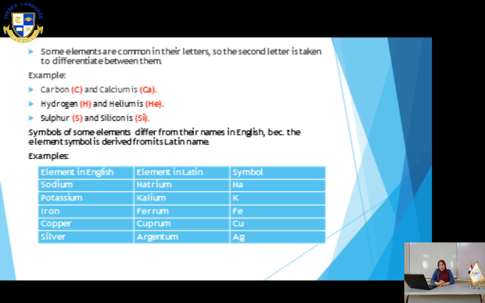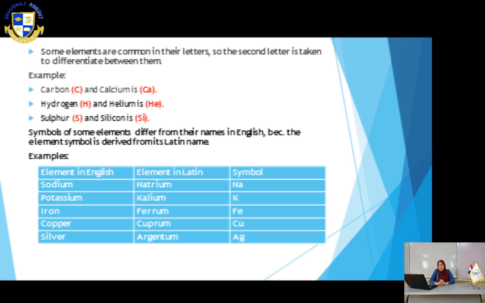And we have some elements whose symbols differ from their English names because the element symbol is derived from its Latin name. Like sodium. Sodium starts with S, but its symbol is Na. Na is taken from natrium, its Latin name. Natrium starts with Na. Potassium, its Latin name is kalium, and it starts with K, so its symbol is K.